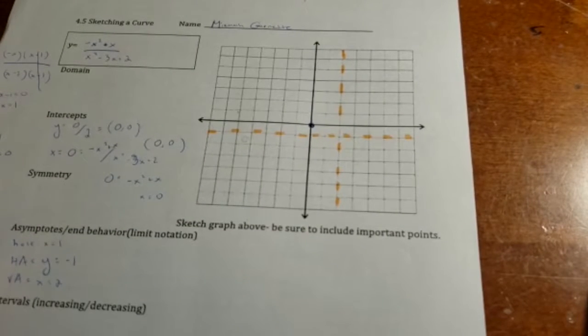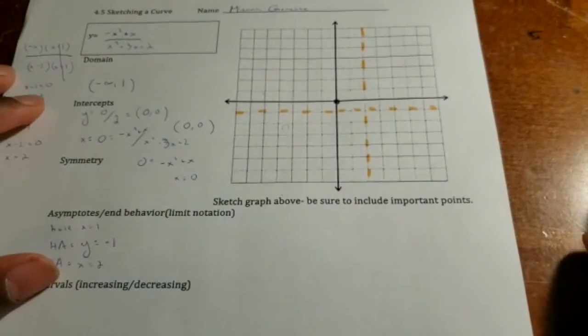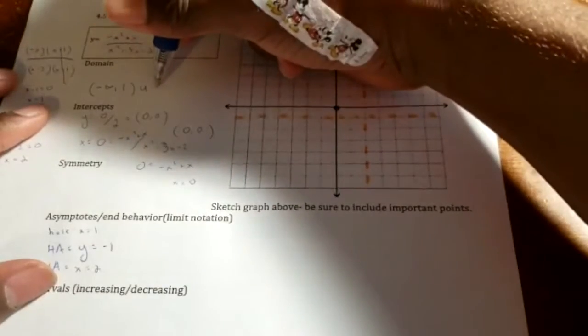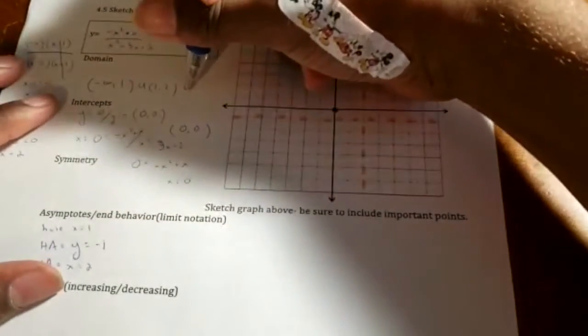And then from here, we'll do the domain. It'll be negative infinity to 1. We're looking at the x values. So it'll be negative infinity to 1 because of the hole at x equals 1. And then you'd go 1 to 2 because it goes from the hole to the vertical asymptote, and then you go 2 to infinity because that's where the graph will finally end.